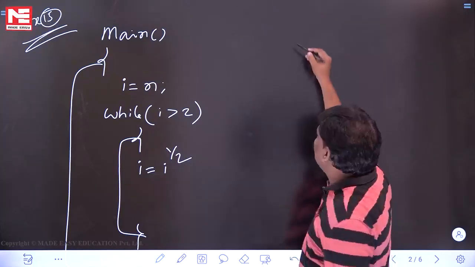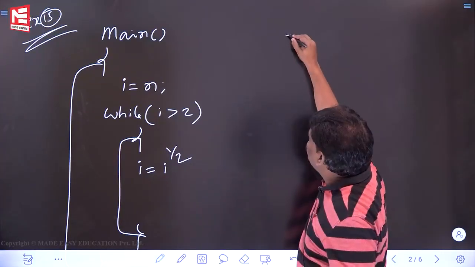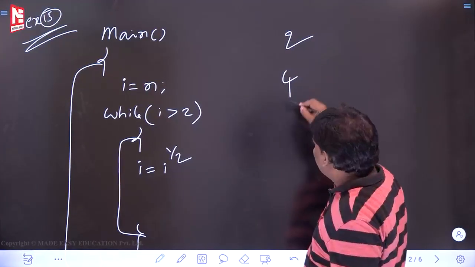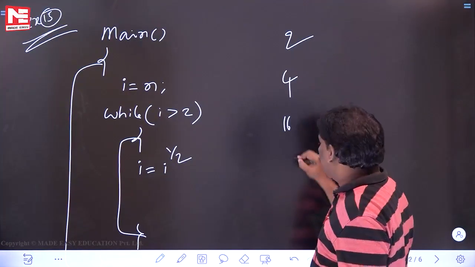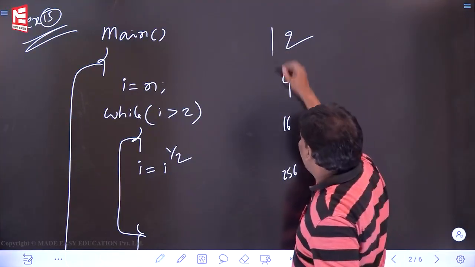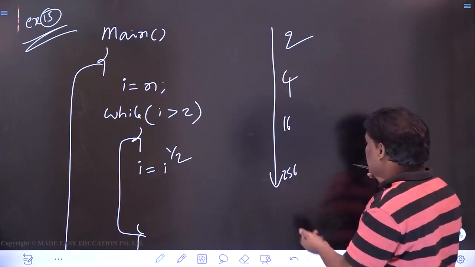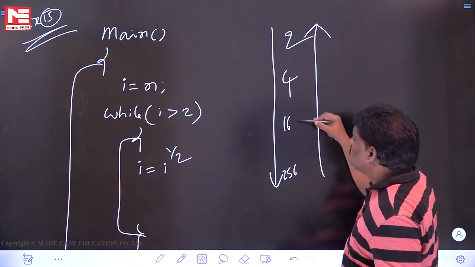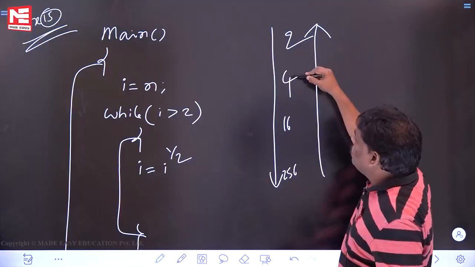Let me give a small example. If you see the previous problem, first 2, next 2 square, 4, next 4 square, 16, next 16 square, 256. Everyone knows? Previously it was always square. Now it is always root. What is the answer? Let me check. 256 root 16, 16 root 4, 4 root 2.